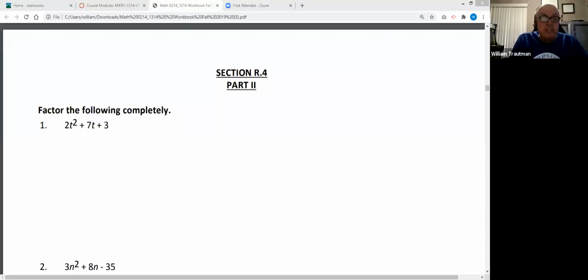And we're going to the workbook. So I think there are 18 or 19 questions in section R.4, part 2. We're just going to do these. I foresee an hour and a half or less. I'm definitely counting on getting out of here before 8 o'clock. That's what I see, but I'll hang around if there's any questions.